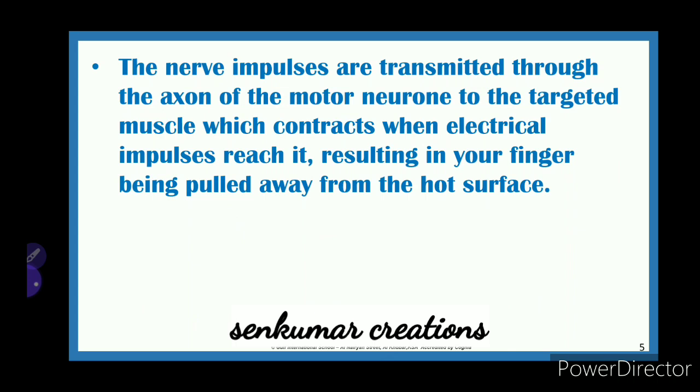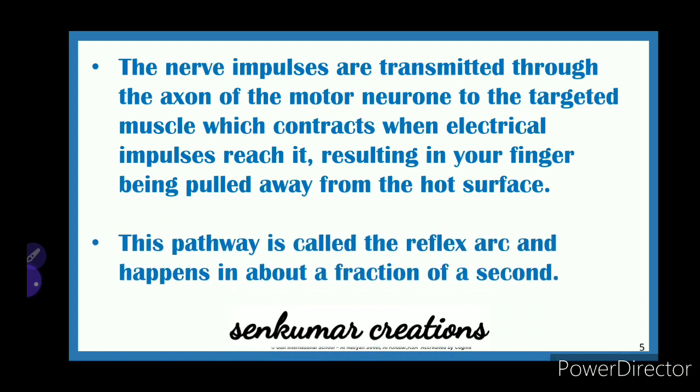So this transmission pathway we call the reflex arc, and it happens in about a fraction of a second. Don't forget, that is very, very important. So what is a reflex arc? You have to write: the nerve impulses are transmitted through the axon of the motor neuron to the targeted muscles, which contract when electrical impulses reach them, resulting in your finger being pulled away from the hot surface. This pathway is called the reflex arc and happens in about a fraction of a second. Okay, don't forget.